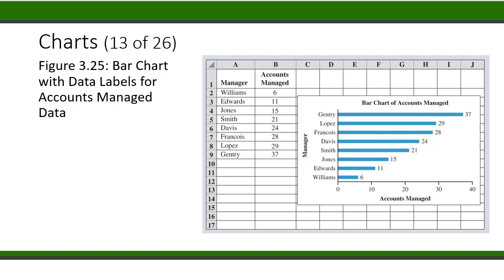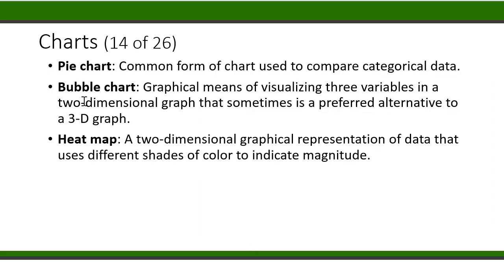Some other charts you may see are pie charts and bubble charts and a heat map. So the pie chart you're probably familiar with. A bubble chart is a way to visualize three variables in a two-dimensional graph, right? And this is preferred to a 3D graph because with the 3D graph, it's kind of hard to see the data and you make assumptions about it. And then we also have a heat map, which is a two-dimensional graph that represents data using different shades of color. We'll see examples of each of those.